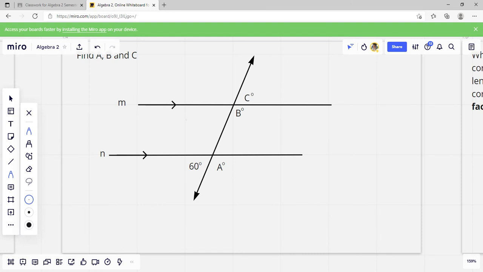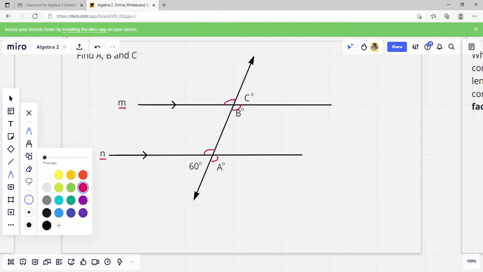On this one, we have two lines, M and N, that are parallel to each other. So that means that this is a transversal. That means we're going to have two pairs of angles. We're going to have our big angles, and I'm going to go ahead and mark all my big angles with pink. And then we're going to have our small angles.